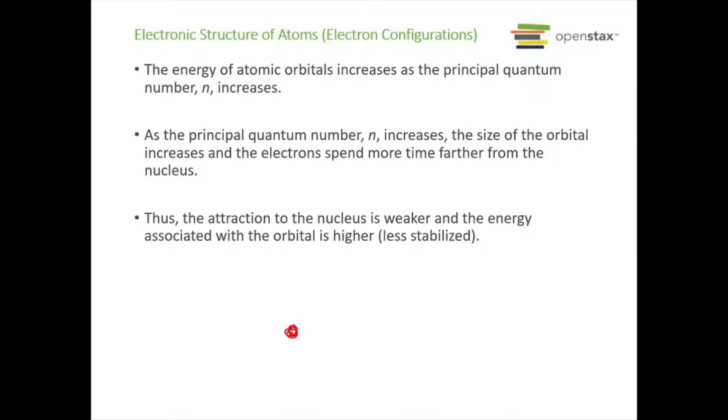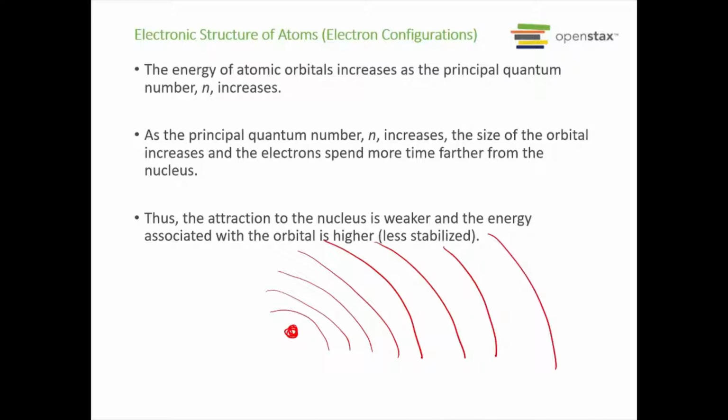So you've got your nucleus here, and the more energy levels we add, the further we're getting away from the nucleus. So further distance, higher energy of these orbitals. So they're less stable. Keep that in the back of your heads for next section.